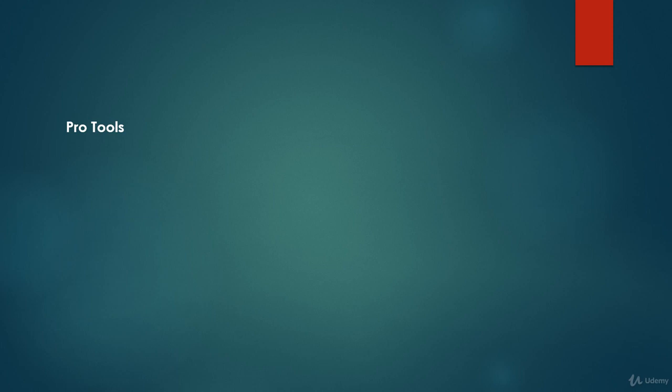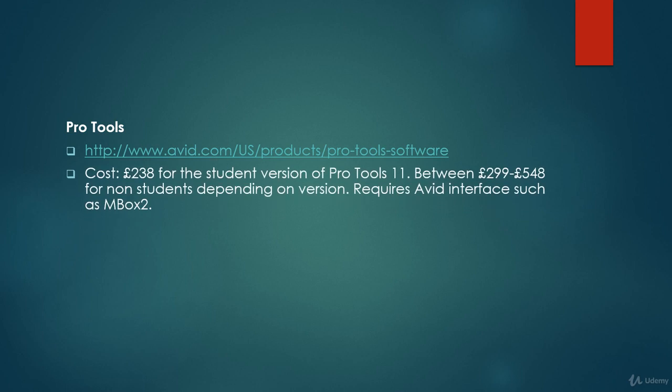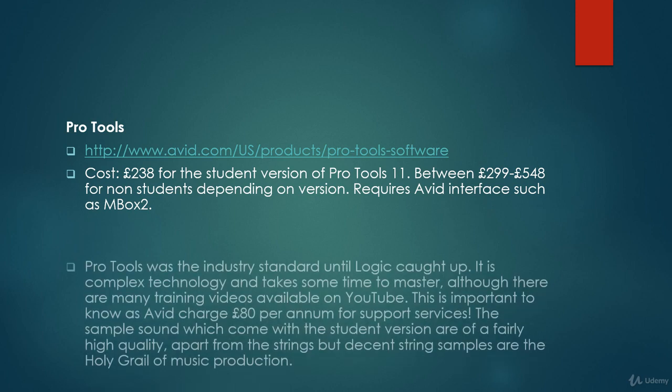After Logic, another really good industry standard program is Pro Tools, which is what I use. Little link to Pro Tools, again, available in the PDF that comes with this section of the course. It's a bit more expensive. It's £238 for the student version and between £299 and £548 for the full version. It requires an Avid interface such as an MBox 2 in order to run. But I'm running mine on a little M Audio interface and that's working fine.